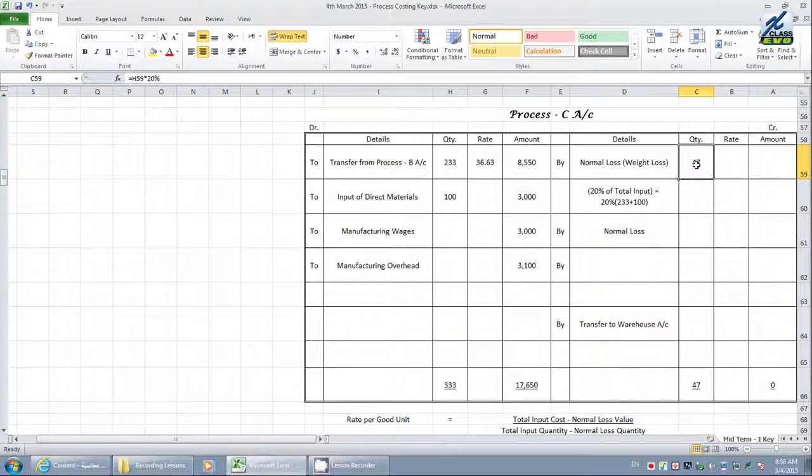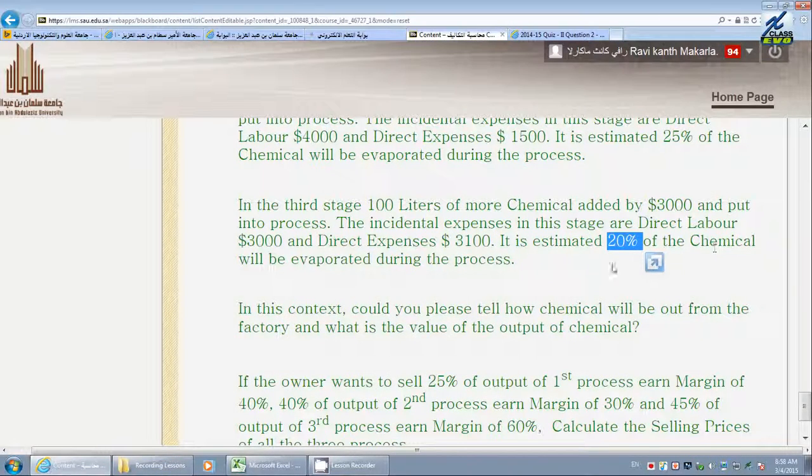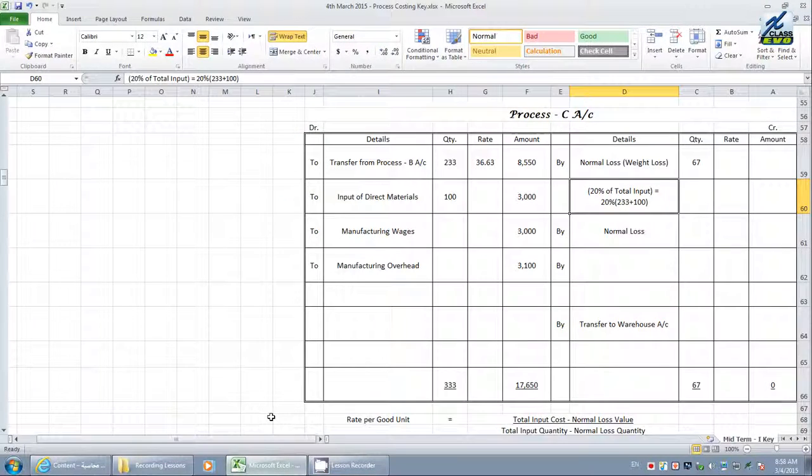Let's see the same syntax here. That is nothing but 233. Total input, how much? There are two things being input, and 20% of that is the loss. This is what the question is very clearly saying. I repeat again: it is estimated that 20% of the chemical will be evaporated during the process. Process 3, how much? They say 20% is evaporated. Evaporated means we cannot sell anything; there is no value, there is no money realized out of it.